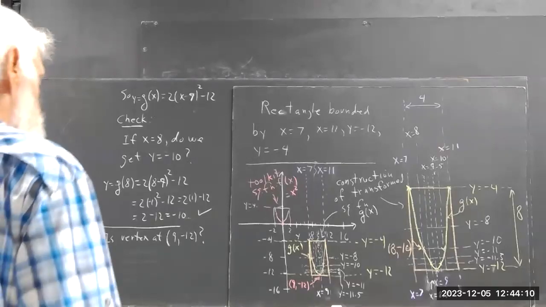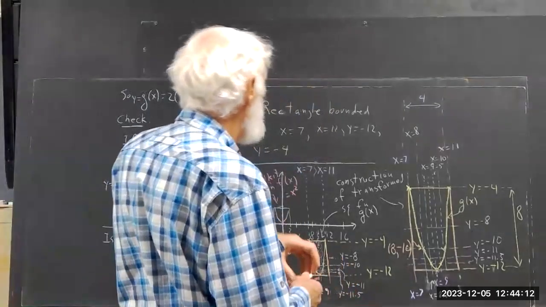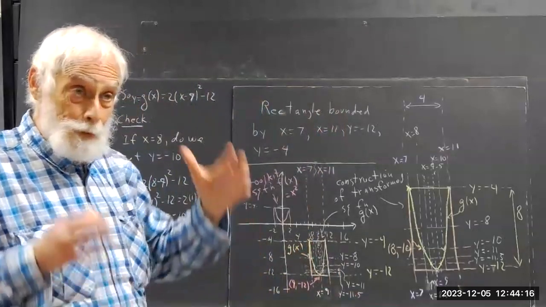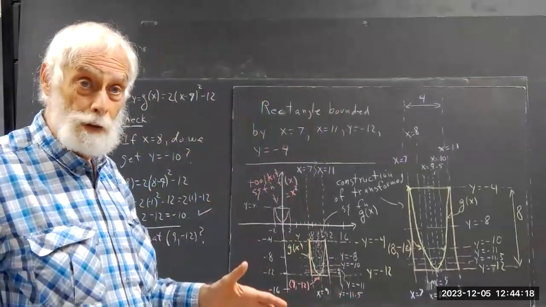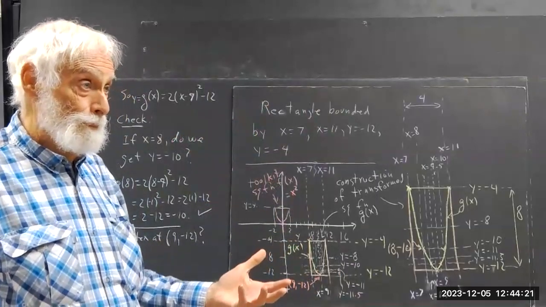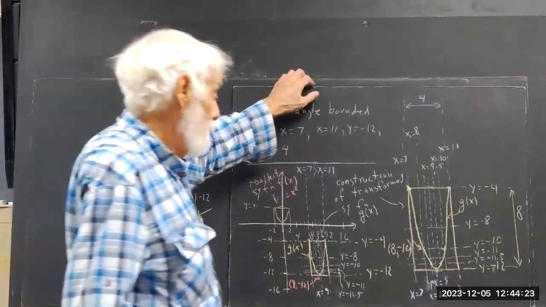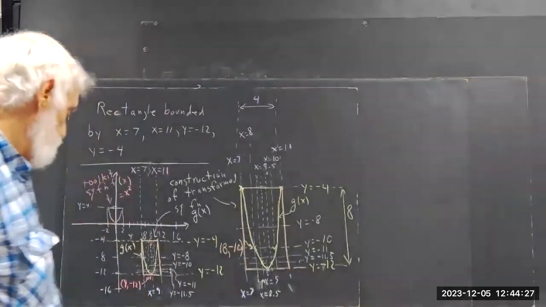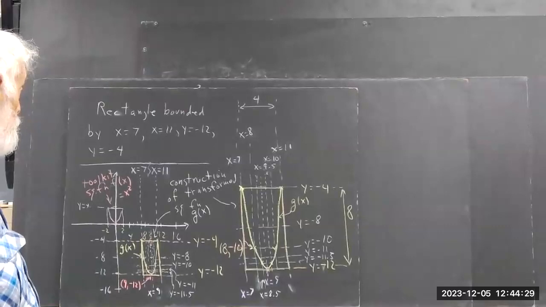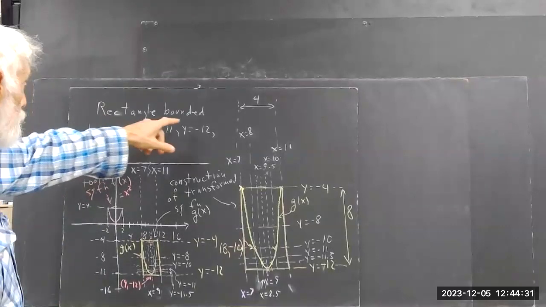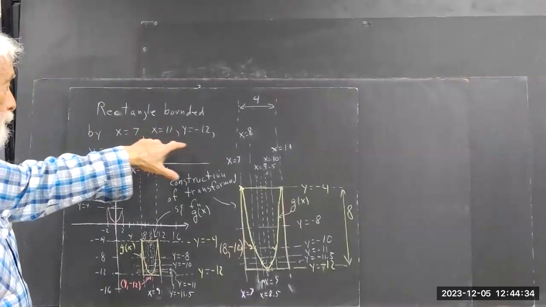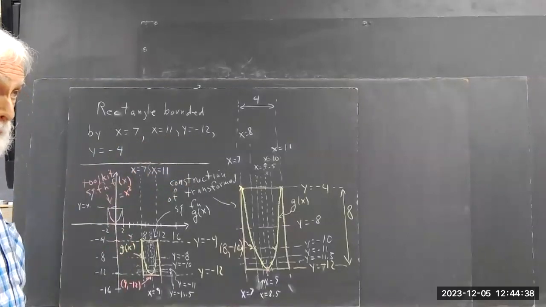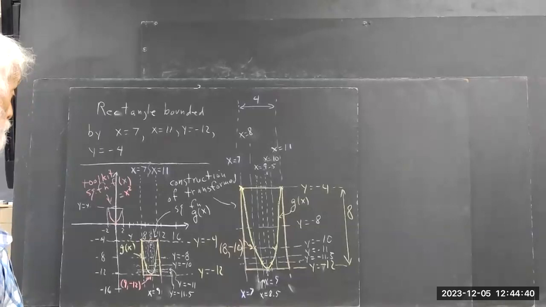Okay, now again, we are going over what is already on the video. But if you want to start here, if you can understand it quickly, that's fine. If you already understand it, and know everything, that's even better. But we start with the rectangle bounded by x equals 7, x equals 11, y equals -12, and y equals -4. Okay? How do you do that?